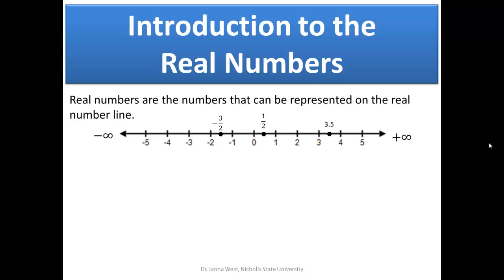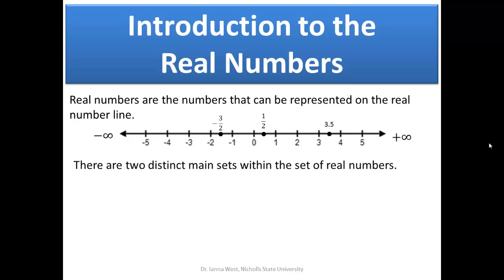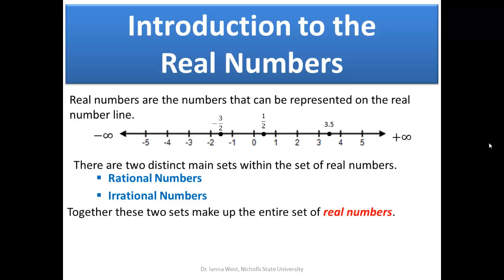There are two distinct main sets within the set of real numbers: the set of rational numbers and the set of irrational numbers. Together, these two sets make up the entire set of real numbers. We will discuss in detail what numbers belong to these two sets later in the presentation.